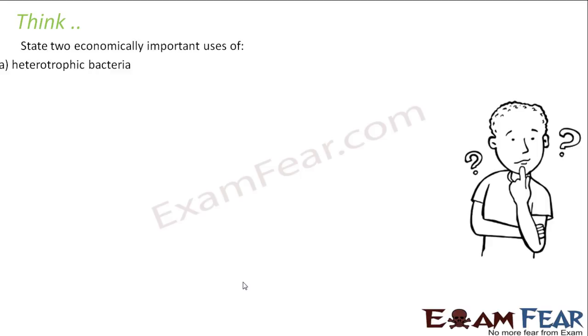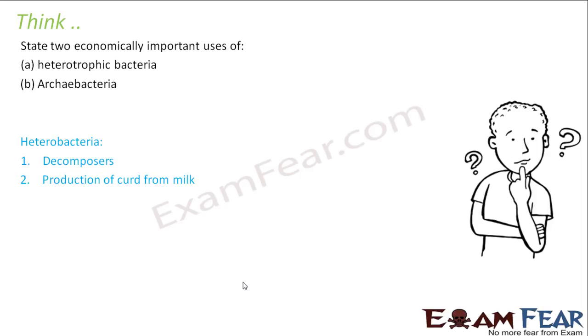Let us look at the next question. State two economically important uses of heterotrophic bacteria and archaebacteria. Heterotrophic bacteria are the bacteria which depend on others for their food. First of all, they act as decomposers, that is they feed on dead and decaying matter, and that is why they help to clean the atmosphere. Production of curd from milk: conversion of milk to curd happens with the help of lactobacillus. Preparation of antibiotics. So these are some of the important uses of heterotrophic bacteria.